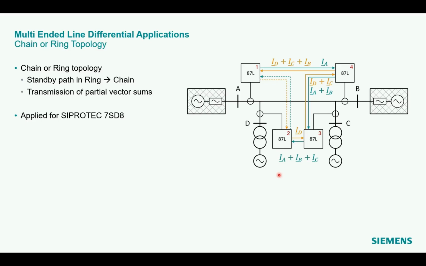That means the relays in the middle are the first relays which are able to calculate the differential current because they get it from both sides. This principle is used in the SIPROTEC 4 and SIPROTEC 5 series.